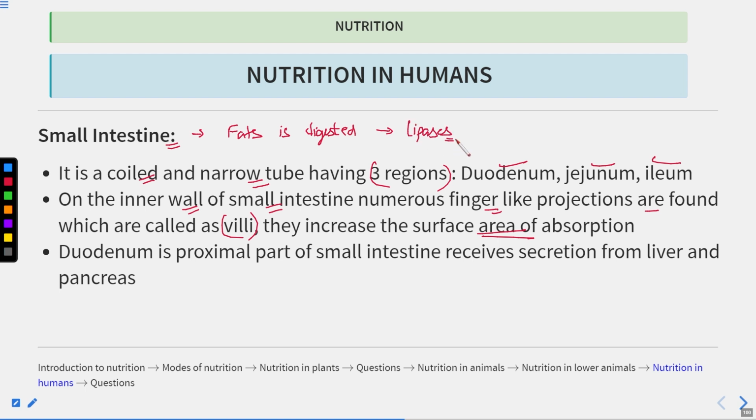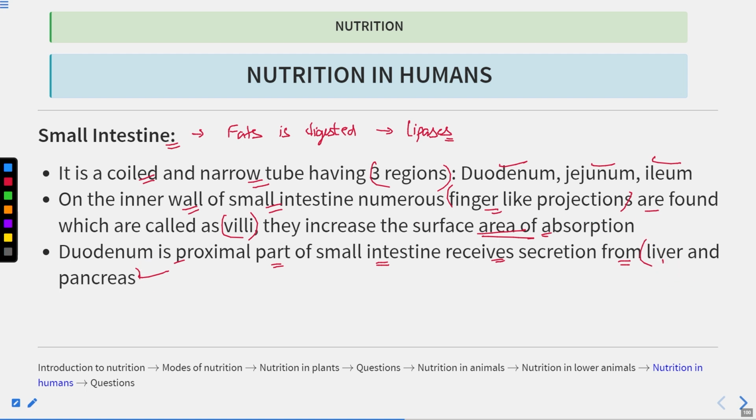Okay. And what else? Villi are present, which are finger-like projections in the small intestine, which increase the surface area of absorption. Now, duodenum. What is duodenum? Duodenum is the proximal part of the small intestine that receives the secretion from the liver and the pancreas. So what are the secretions of the liver and pancreas?